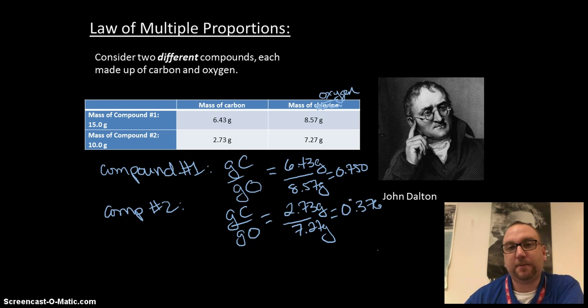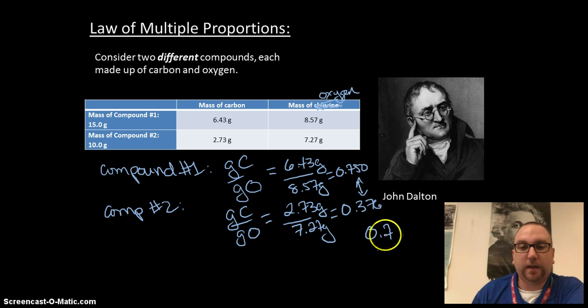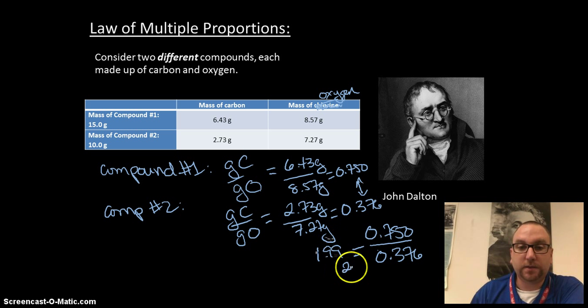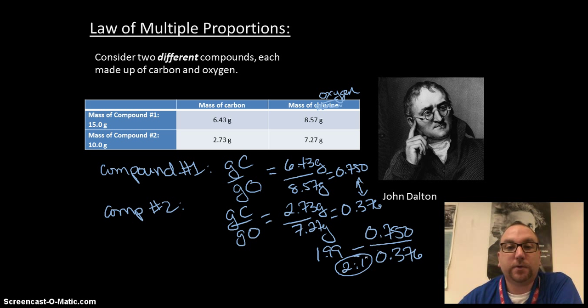Now the next step, the final step in the law of multiple proportions, is we now take the ratio of these two numbers, so this number and this number. And so for compound 1, 0.75, for compound 2, 0.376. And that will equal 1.99. So there's about a 2-to-1 ratio. What that 2-to-1 ratio says is that there's twice as much mass of carbon, so by mass, there's twice as much carbon as oxygen in the first compound compared to the second compound.